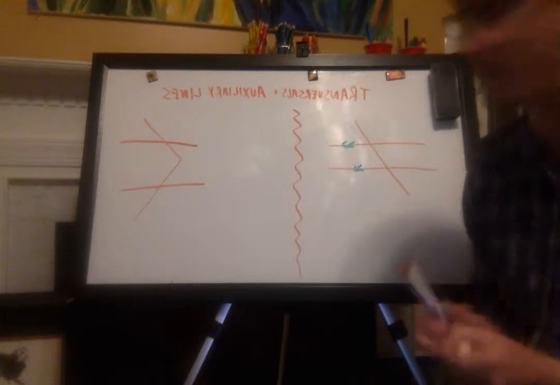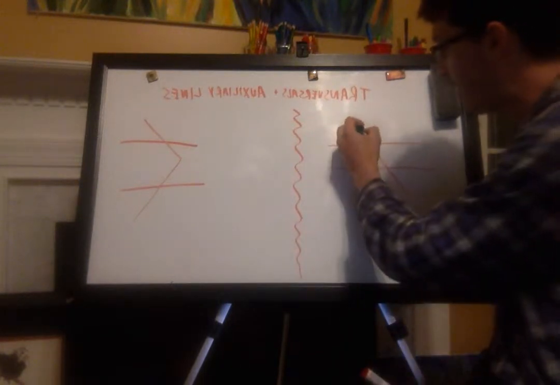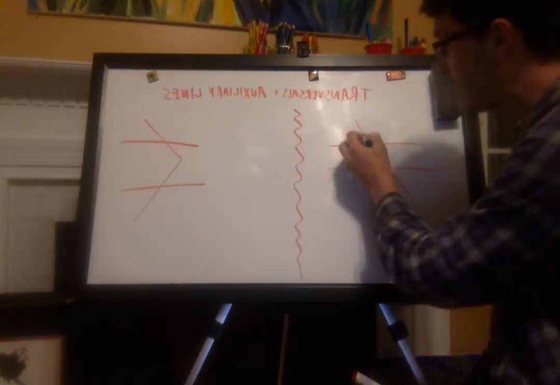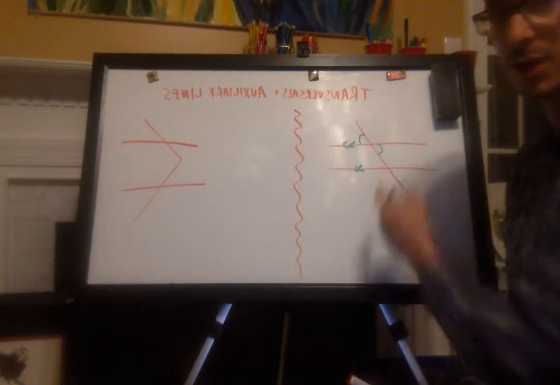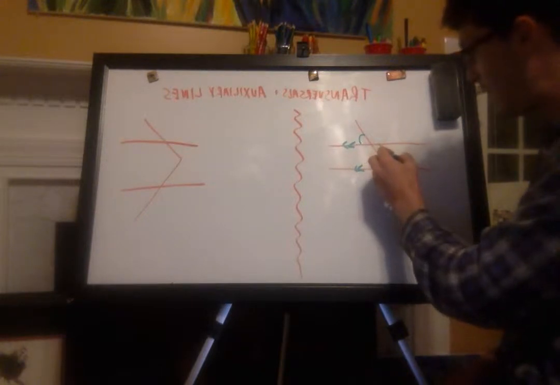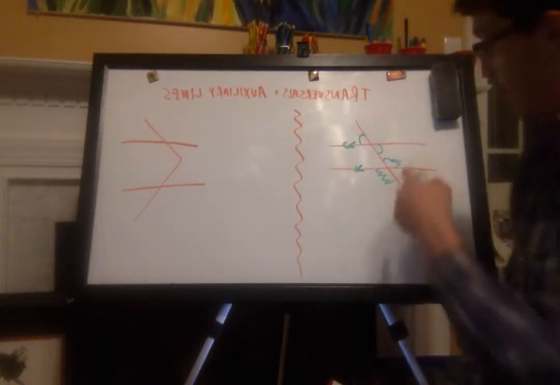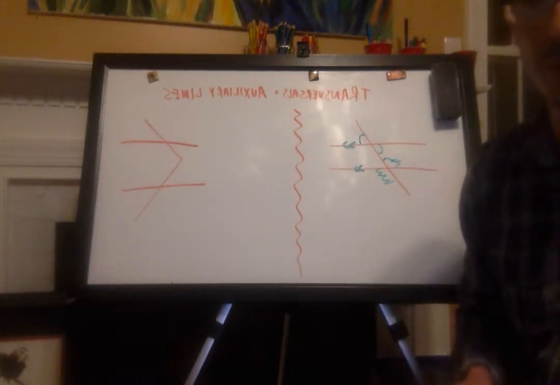I'm still activating your prior knowledge. So we learned that angles that are across from each other are equal. Even if they're not marked that way, these angles are equal. Same with these angles right here. These angles are equal because they're across from each other. That's just one of the rules.